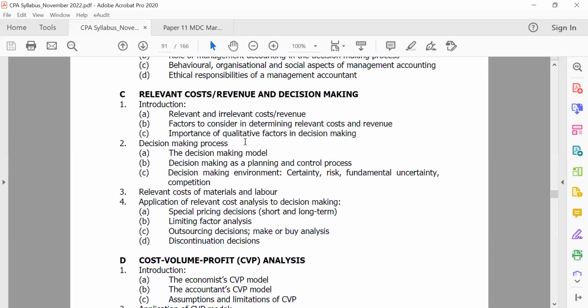And that is why we are going to understand how the qualitative factors come into decision making. What exactly do they bring? So, quite important. And of course, we also appreciate the decision making process. What is the decision making model? What do we base on? How are you able to come to a conclusion and say, I'm choosing this?